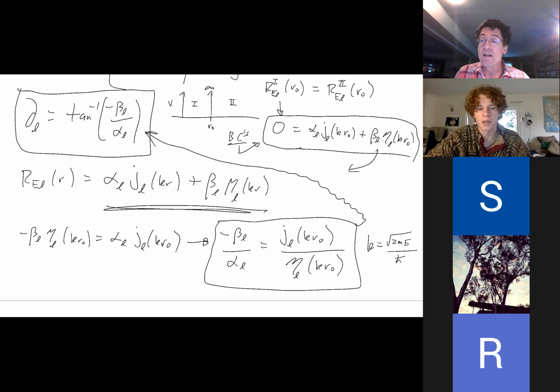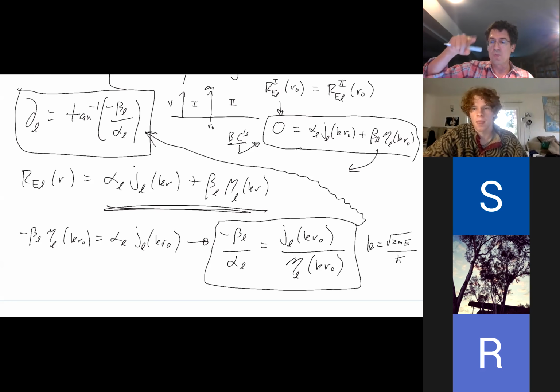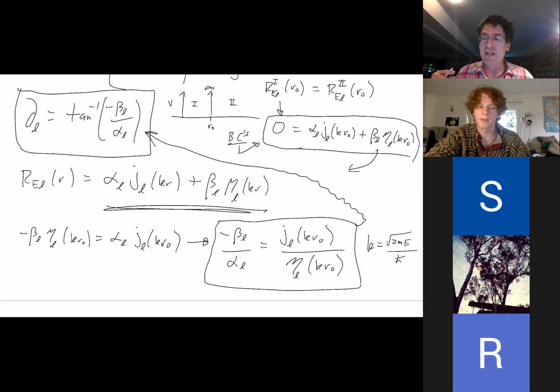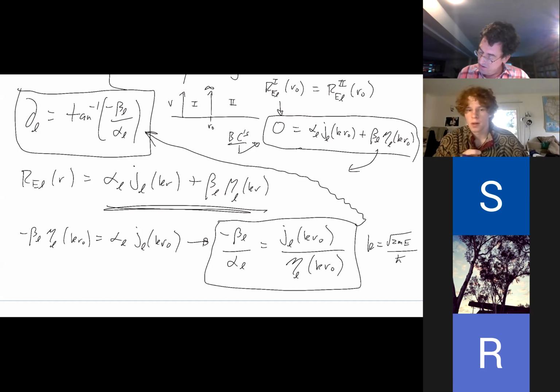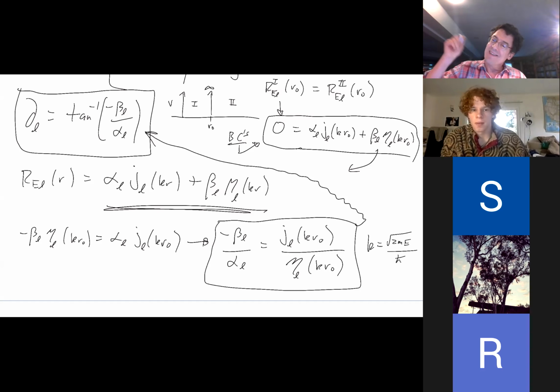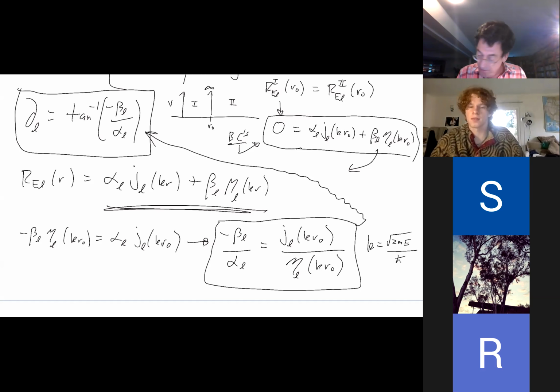What symbol are you using for the Neumann function? Eta. Eta. It's like a squiggly N. All right, that's called an eta. Professors always know those functions. We're good with the Greek letters.